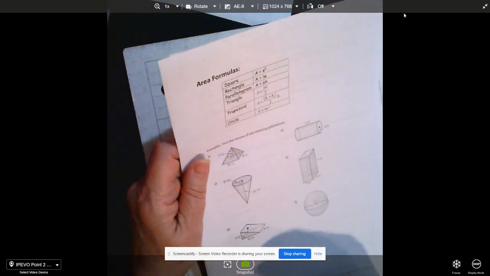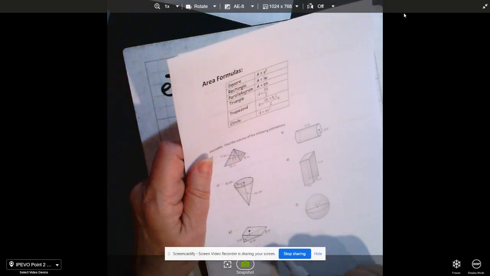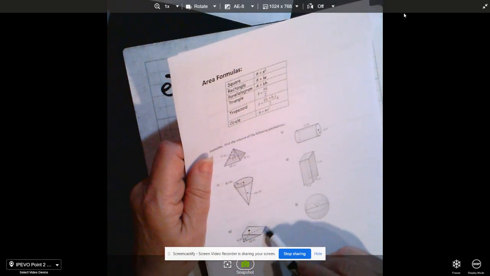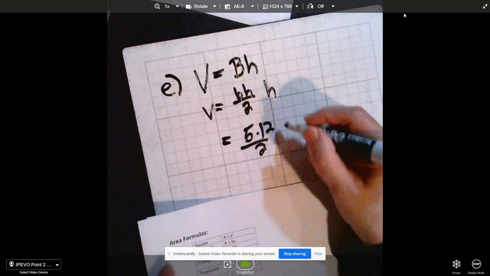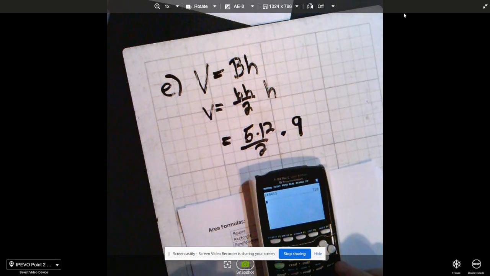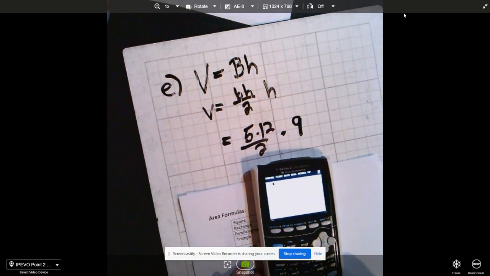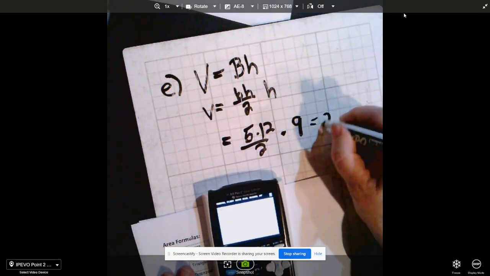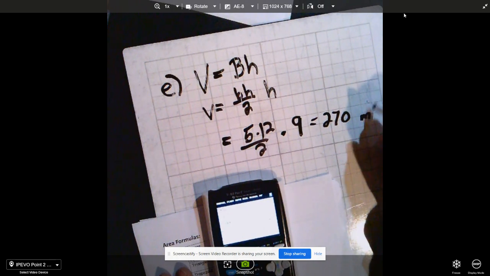And then the height of the prism is always what's going to join those two bases. So this 9 meters is what joins those two bases. So I'm going to multiply that by 9. So I'm going to have 5 times 12 divided by 2, and I'm going to multiply that by 9. And I'm going to get 270 meters cubed.